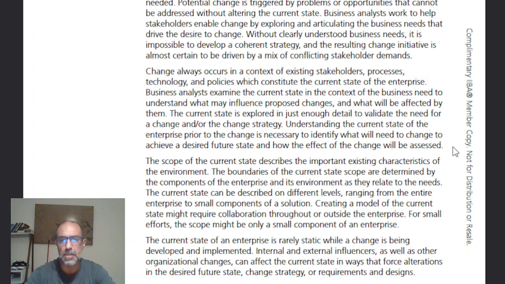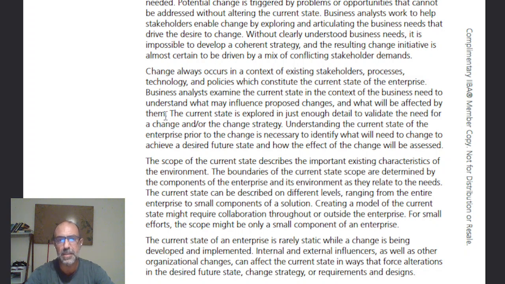Change always occurs in the context of existing stakeholder processes, technology, and policies which constitute the current state of the enterprise. So there's always change happening, but we have to target it and we have to follow through. Business analysts examine the current state in the context of the business need to understand what may influence proposed changes and what will be affected by them.